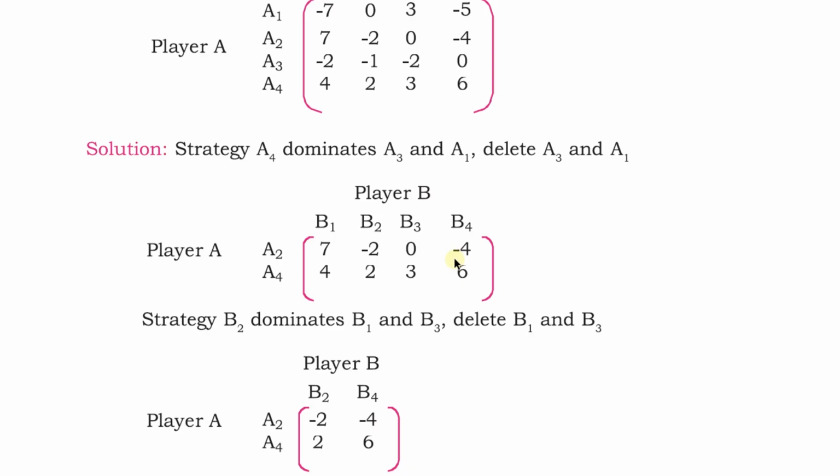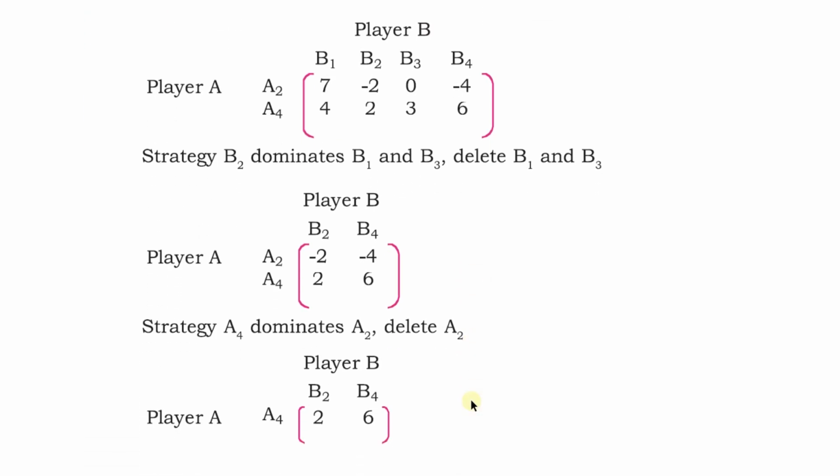2 is smaller than 6, but -2 is greater than -4. Therefore B2 cannot dominate B4 because one of its elements is greater than the other strategy, whereas it has to be smaller if it should dominate here. So therefore the strategy B2 dominates B1 and B3. Therefore while writing the next matrix we delete B1 and B3. So what remains here is for player A, A2 and A4, for player B, B2 and B4.